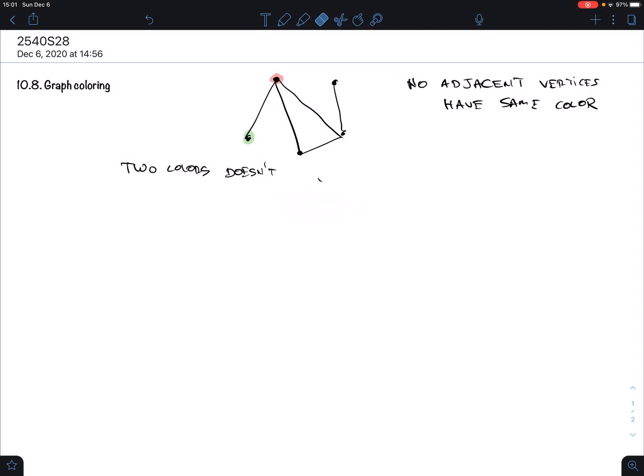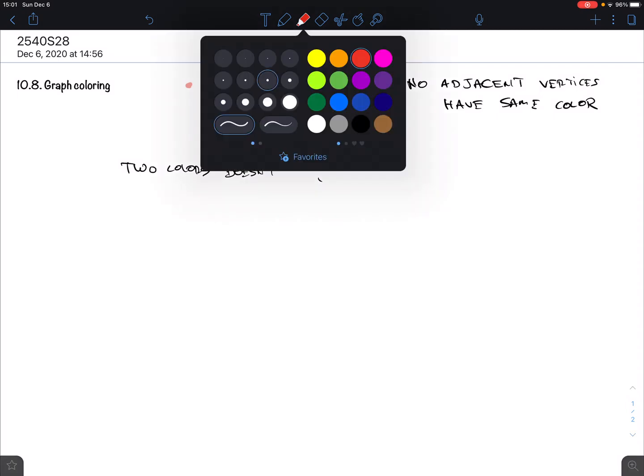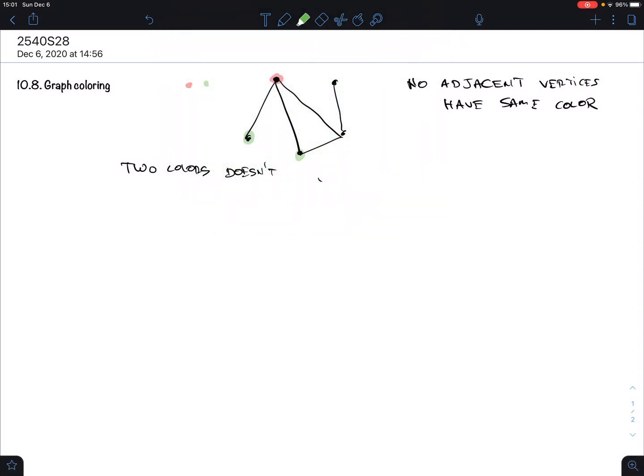Well, we start by picking any two adjacent vertices and giving them different colors, and then we give this vertex the first possible color. We can order the colors. Let's say we give red priority over green. So we first try to make this red, but we cannot. So the next available color is green. That is the backtracking method that tells us to do this.